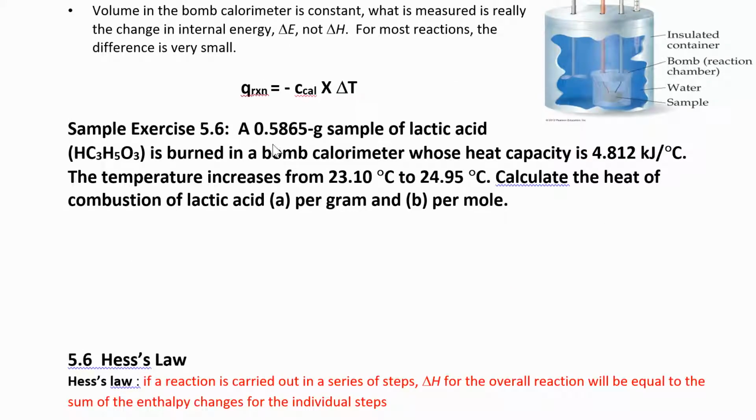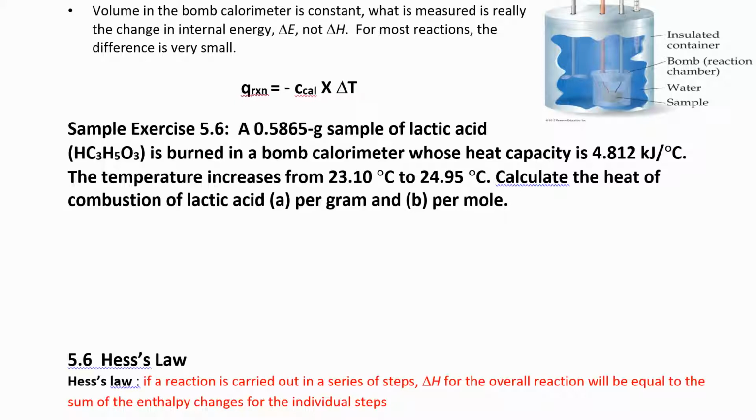So you have a 0.586 gram sample of lactic acid. You burn it in a bomb calorimeter, and they give you the heat capacity of the bomb calorimeter. So that's your C cal, that's your calorimeter constant. And they tell you that temperature increases from this to this. So obviously this is releasing some heat. Can you calculate the heat of the combustion per gram and per mole?